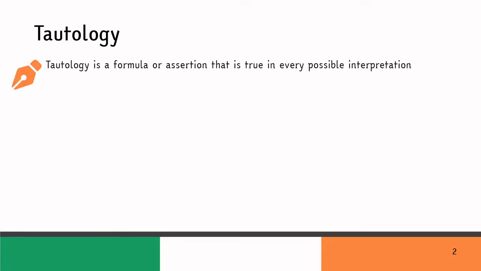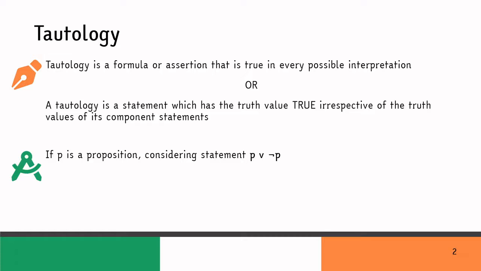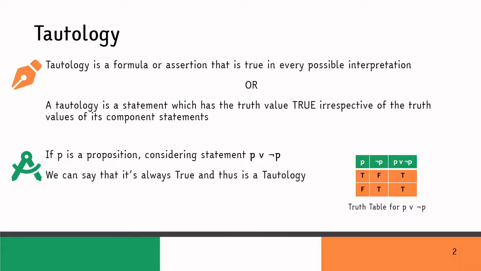A tautology is a formula or assertion that is true in every possible interpretation. Or in other words, a tautology is a statement which has the truth value true irrespective of the truth values of its component statements. For example, taking the case of the statement P or negation of P. This proposition could be understood by mapping the truth table of its constituents and then applying the OR operation. P or negation of P shows all values as true, and thus we can say that P or negation of P is a tautology.